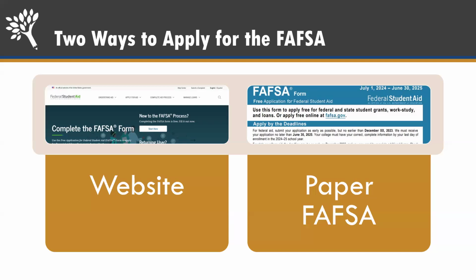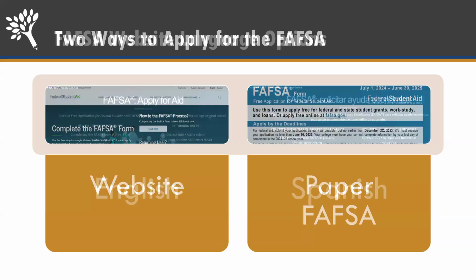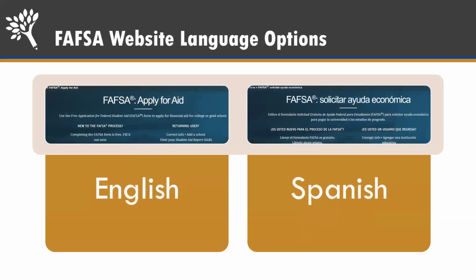If your student uses the paper app, no worries. They're going to receive an email to the email that they list on the application, as well as a letter back verifying they've received it and giving them a student aid report as well. There are two language options on the FAFSA page, English and Spanish, but there's also a list of resources on their page and numbers that you can call for support in, I think, 11 other languages.